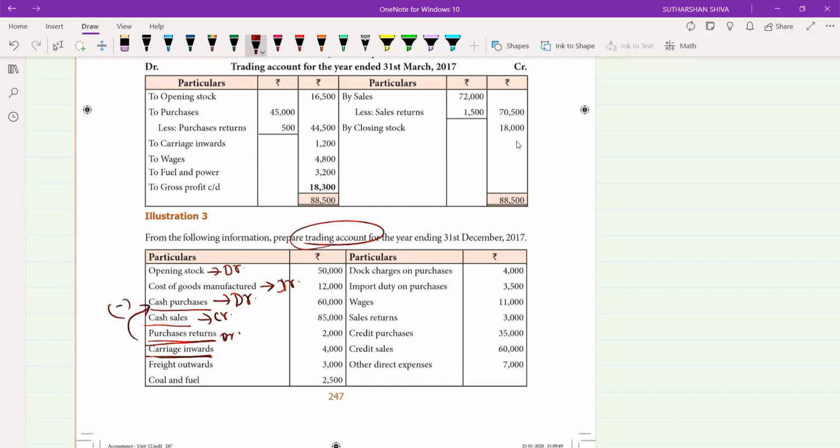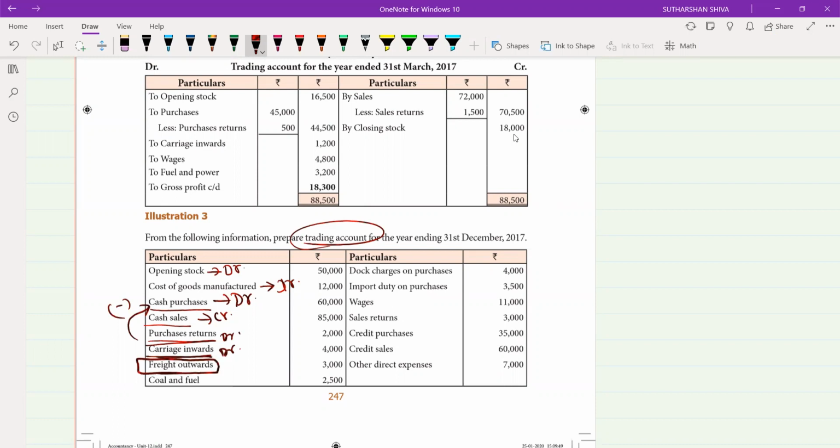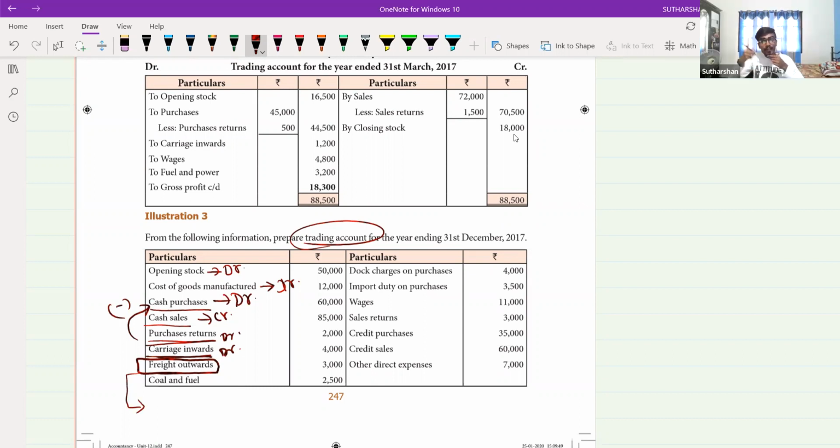Then carriage inward. Ramana, carriage inward, debit side or credit side item? Debit side. Freight outward will not appear in the trading account. Why is it not appearing in the trading account? Because it will appear in the profit and loss account. Why will it appear in the profit and loss account? Indirect expenses. How are you saying it is an indirect expense?